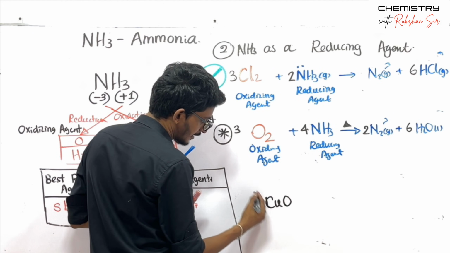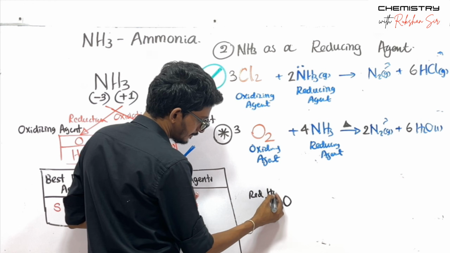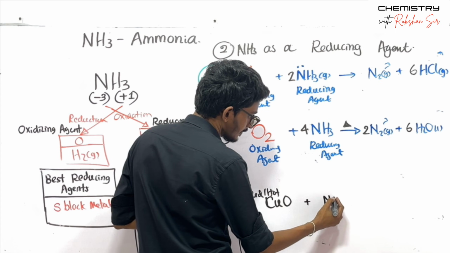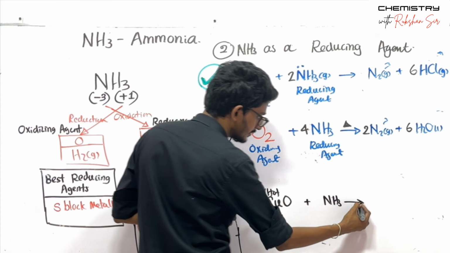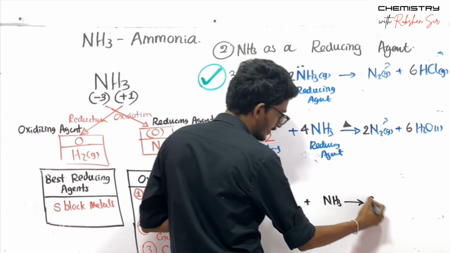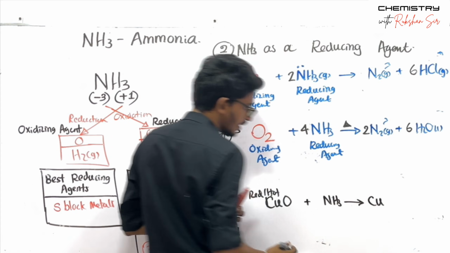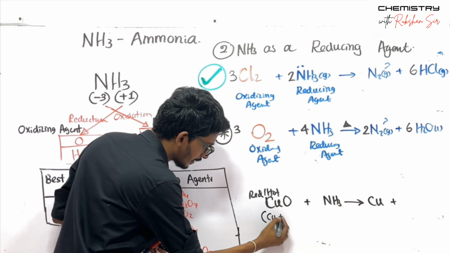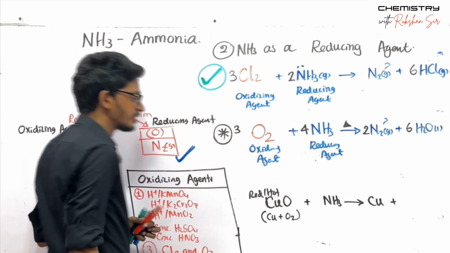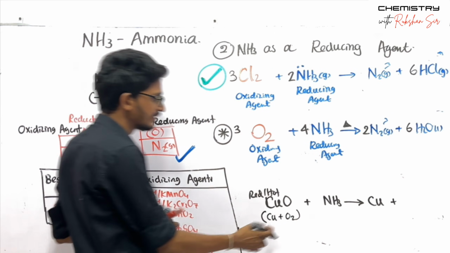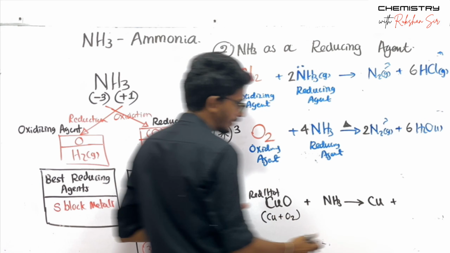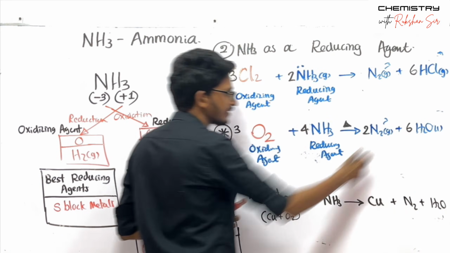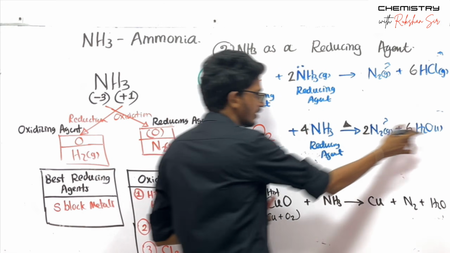So copper oxide, red hot copper oxide, right, reduces with ammonia to produce copper. First it releases the copper, and then we can take this one as copper plus O2, red hot situation, right, heating. So copper is first released, then O2 and NH3 react to produce N2 and H2O as in the earlier case.